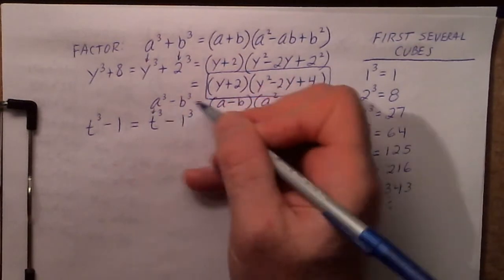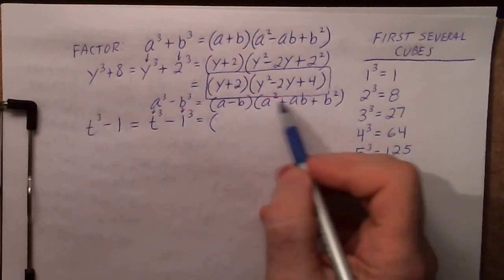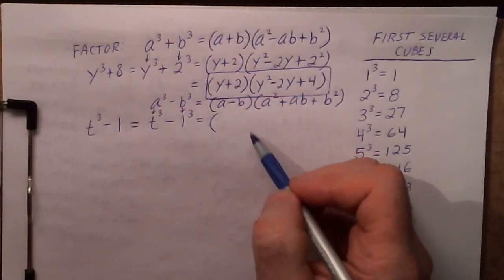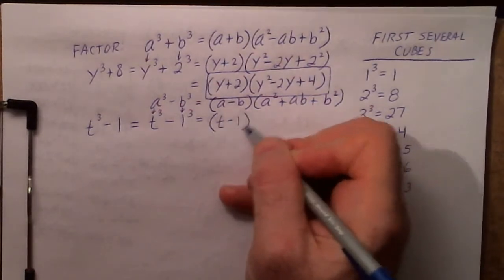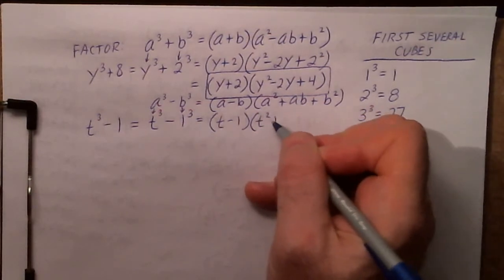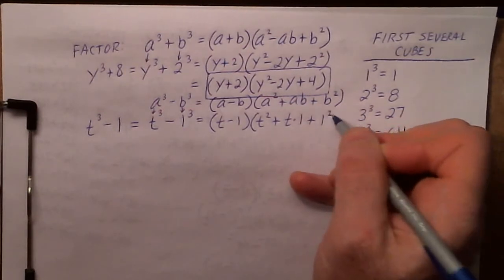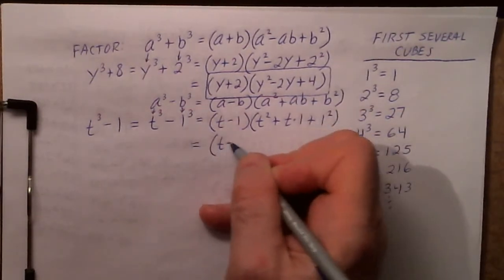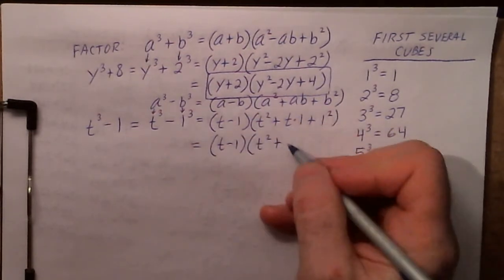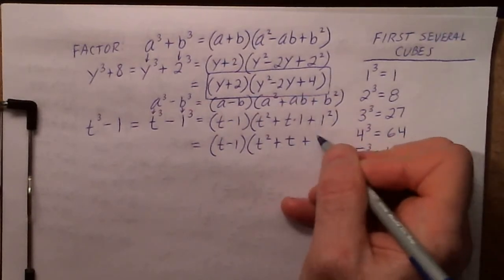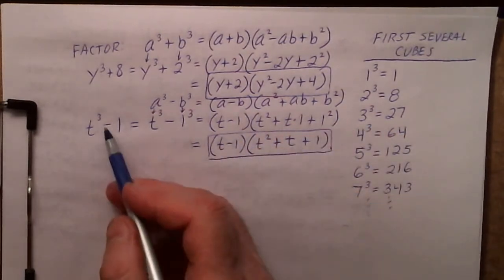So our a is really a t, our b is really a 1, and so wherever we have an a in this pattern, we replace a with t, and we replace b with 1. So a minus b is t minus 1, times a squared, or t squared, plus t times 1 plus 1 squared. And so we really have t minus 1 times t squared plus, now t times 1 is reported better as t, and 1 squared at the end is just 1. And there you go. That would be the correct factorization of this difference between 2 cubes.